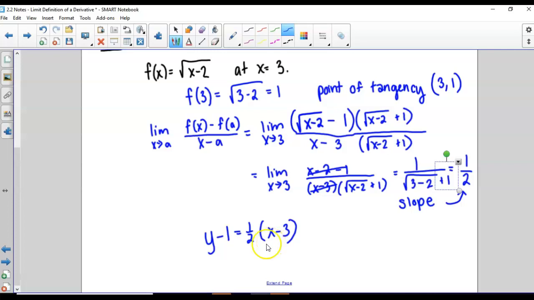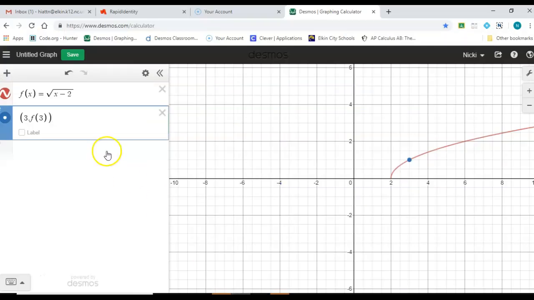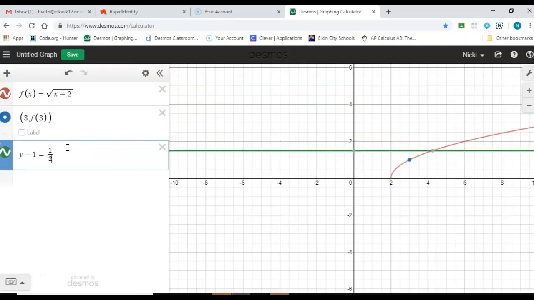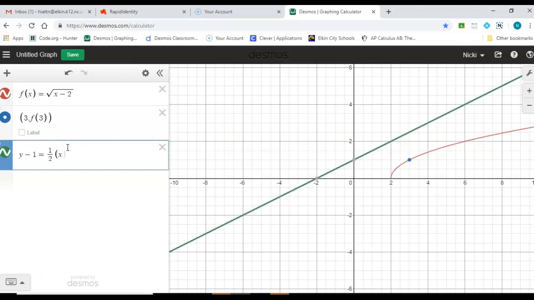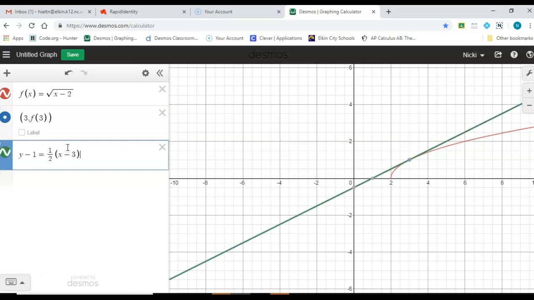And if we graph it, let's make sure we're right. We have y minus 1 equals 1/2 times x minus 3. That looks beautiful right there. It goes right through that point of tangency. Now, that only works at that one exact single point. If you look at another point on the graph, it's going to have a different tangent line.